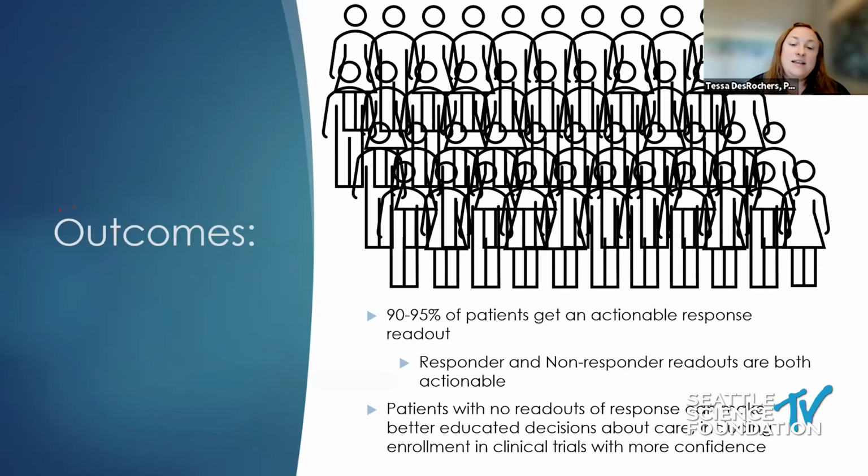So now 90 to 95% of patients have an actionable response readout. They're either responders or non-responders to a panel of drugs. So you can make a better choice. Patients with no readout to response can make an educated decision about care, which can include enrollment in clinical trials. Additionally, as these assays get more and more validated, they can be validated into clinical trials to help with patient selection within those trials.